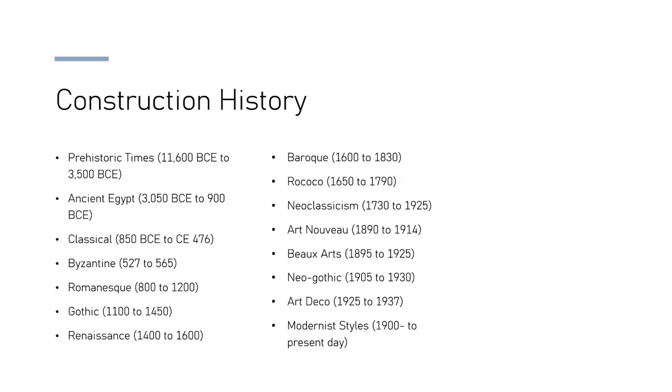1450, the famous Renaissance era from 1400 to 1600, the Baroque era from 1600 to 1830, the Rococo era from 1650 to 1790, Neoclassicism from 1730 to 1925, Art Nouveau from 1890 to 1914, the Beaux Arts from 1895 to 1925, Neo Gothic from 1905 to 1930, Art Deco from 1925 to 1937, and then your modernist styles from 1900 to present day.